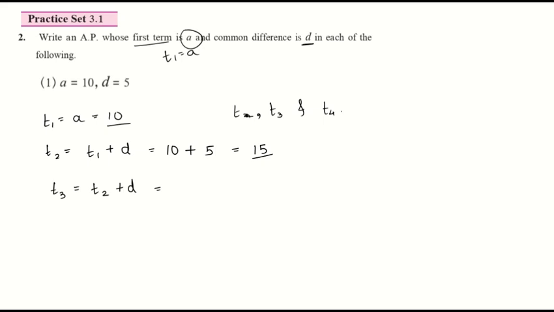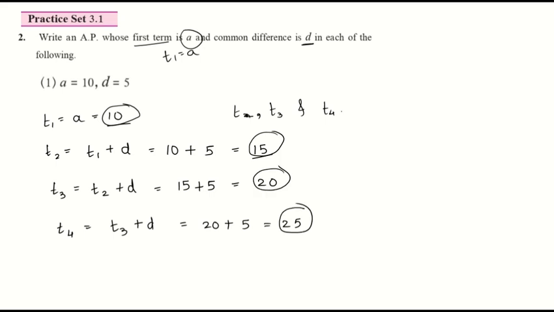What is T2? T2 is 15 plus what is D? D is 5, is equal to 20. In the same way, to find T4, we will add the difference to the previous term, that is T3 plus D is equal to, what is T3? 20 plus 5 is equal to 25. And if you see the terms, the difference between them is 5, which is already given here in the question.